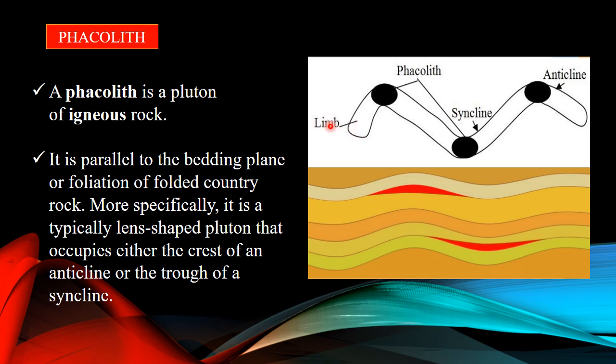The end part, or the end node, is known as the limb. It is parallel to the bedding plane or the foliation of the folded country rock. We can see in this image, this is a folded or layered arrangement of rock formation in a wave like structure, and it is a lens shaped pluton. We can see in this image, this is a lens shape, this is also a lens shape, and it occupies either the crest of an anticline or the trough of the syncline.